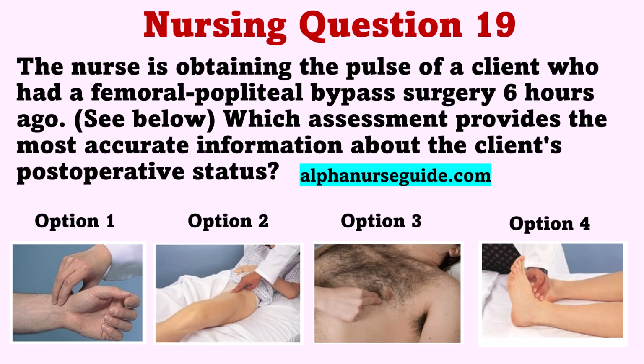The presence of a strong dorsalis pedis pulse indicates that there is circulation to the extremity distal to the surgery, indicating that the graft between the femoral and popliteal artery is allowing blood to circulate effectively. Option 1 shows the nurse obtaining the radial pulse. Option 2 shows the femoral pulse, which is proximal to the surgery site and will not indicate circulation distal to the surgery site. Option 3 shows the nurse obtaining an apical pulse.